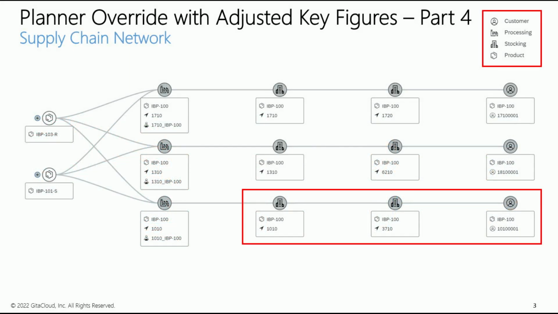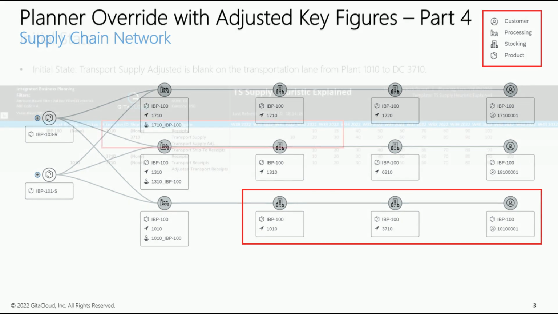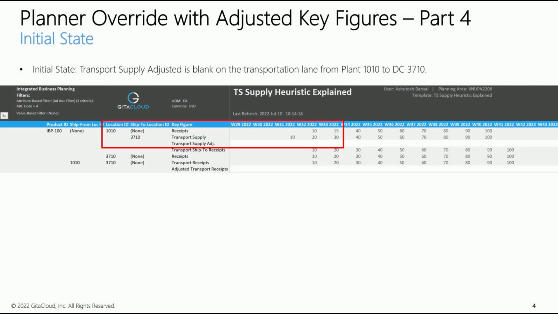We will focus back on the downstream supply chain from plant to DC and from DC to customer in this video. Plant 1010 ships to DC 3710, who then ships to customers in the EMEA region. Plant 1010 has procurement and production constraints related to the product IBP 100, as demonstrated in the Part 3 video. Buyers have been able to get IBP 103 or raw material supply constraints resolved by getting the needed supply from another supplier. However, the manufacturing constraints cannot be resolved at this point.